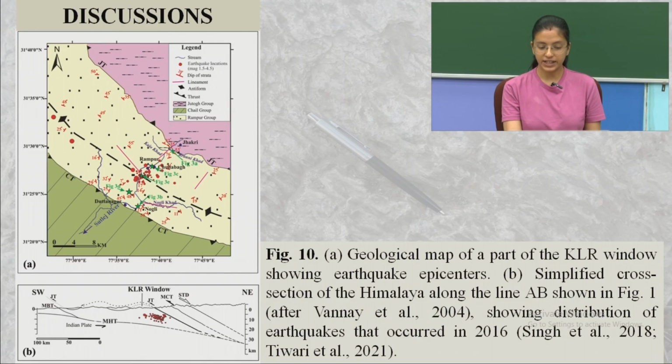Presence of some active blind thrust beneath the Kullu-Larji-Rampur window and recent seismic activities concentrated at shallow depth further testify the ongoing tectonic deformation. Singh et al., in 2018, published an article and they found more than 50 earthquakes, that is, what they called an earthquake swarm, in Rampur town on a single day, ranging in magnitude from 1.4 to 4.5, indicating the area to be more pronounced for activities than other parts of this tectonic window.